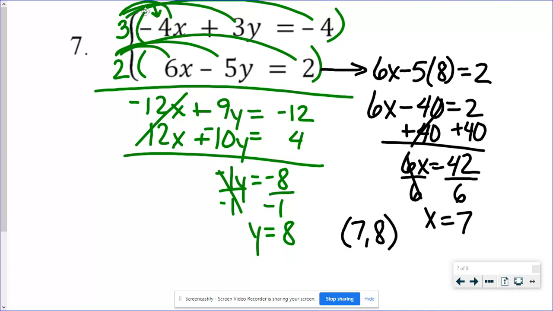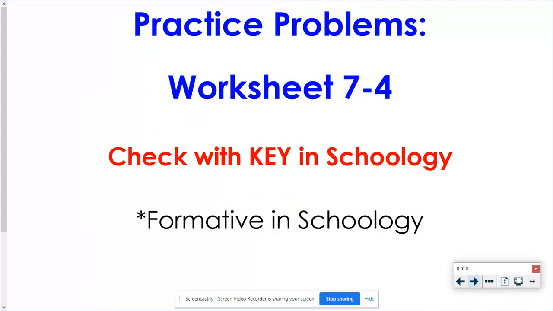By now, we've been working with elimination for quite a while. I'm hoping that you're feeling pretty comfortable with this. The worksheet today is 7-4 for your practice problems. The answer key is in Schoology, and when you're done, there's a formative in Schoology. Let me know if you need any help.